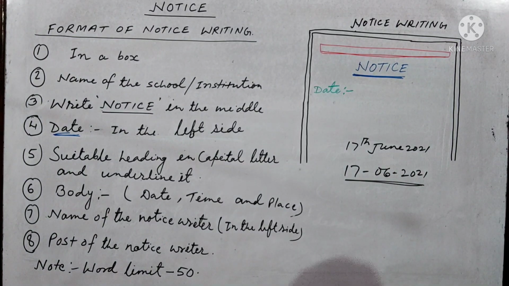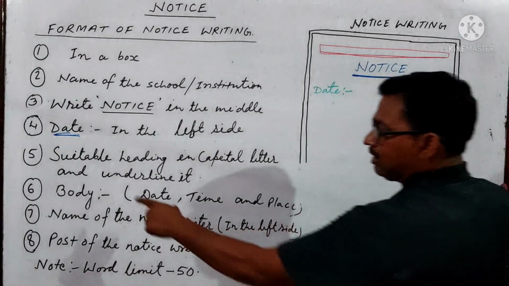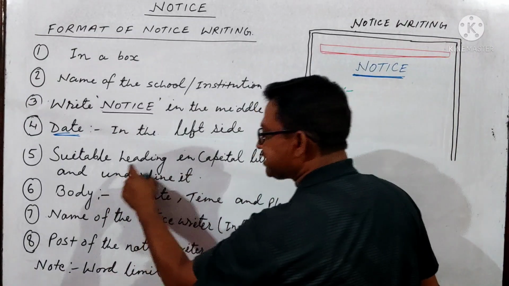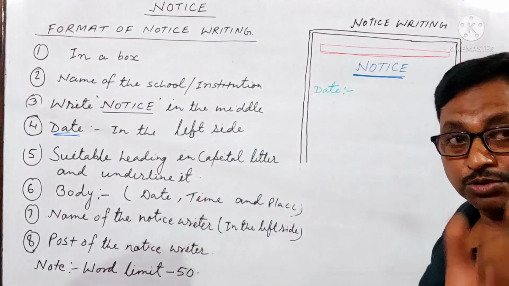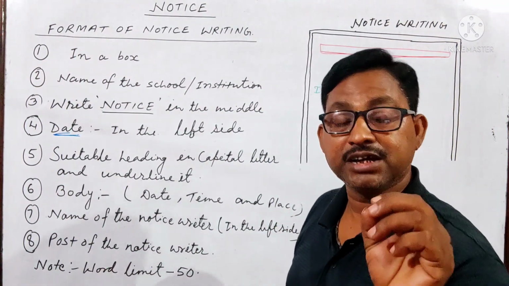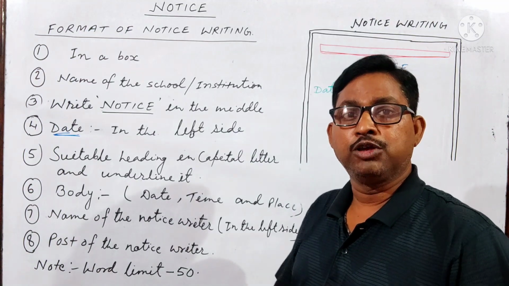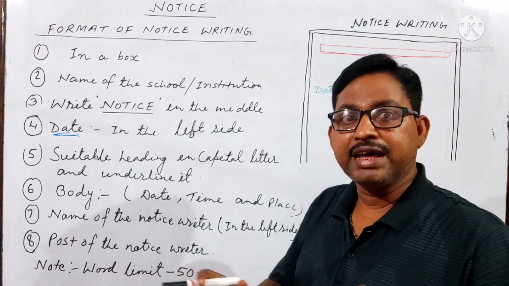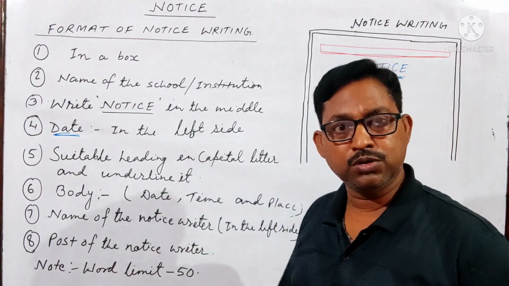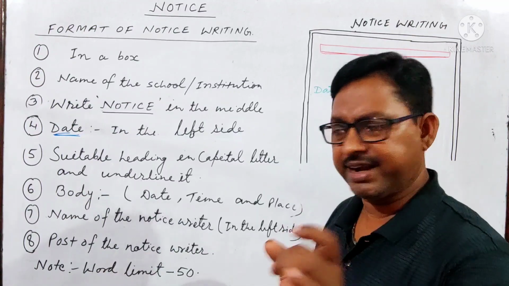After following the fourth step, the fifth step is a suitable heading in capital letters, and underline it. This is important because your notice must have a suitable heading. Suppose you have lost something. Suppose there is an inter-school dance competition. Suppose there is a cultural festival in your school. Every topic must have a heading. Every notice must have a heading.